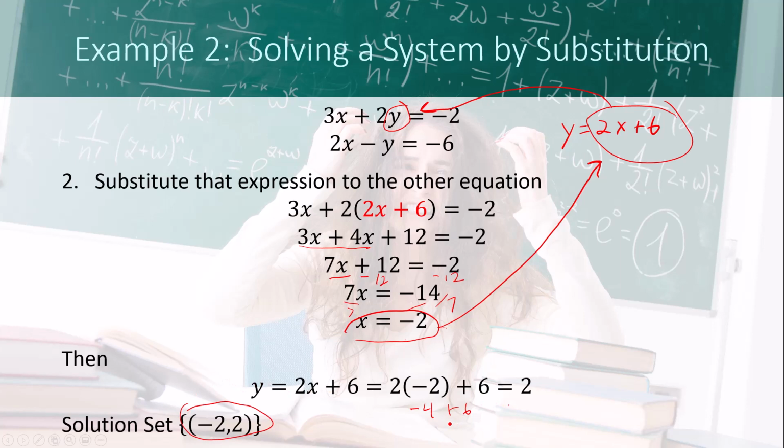So relatively straightforward for certain classes of problems. For other classes of problems, substitution can be a difficult endeavor. But for this class of problems, for problems like these, where you have a y with a coefficient of 1 or negative 1, it is a pretty straightforward endeavor.